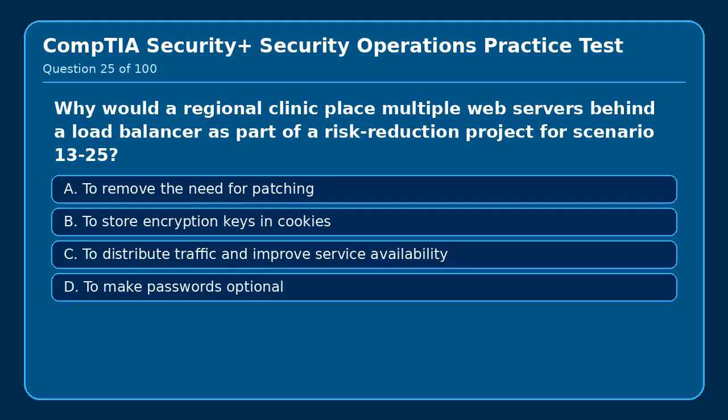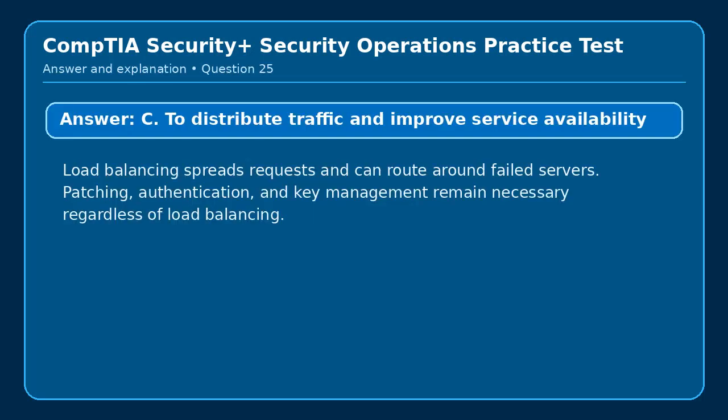Question 26. Which power control helps a payment processor handle short utility outages for network equipment before the production rollout for scenario 13 to 26? A. Open wireless network. B. Flat LAN design. C. Uninterruptible power supply. D. Expired TLS certificate. Take a moment to choose your answer.